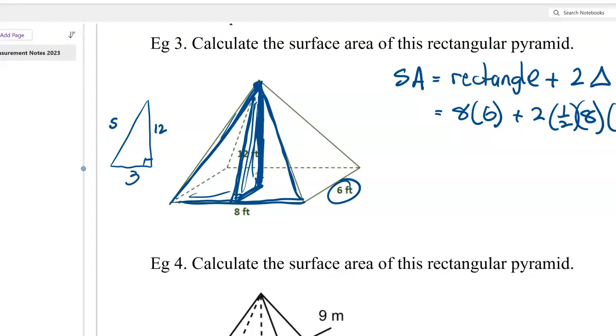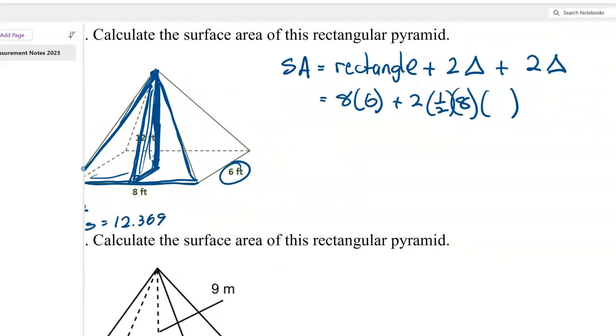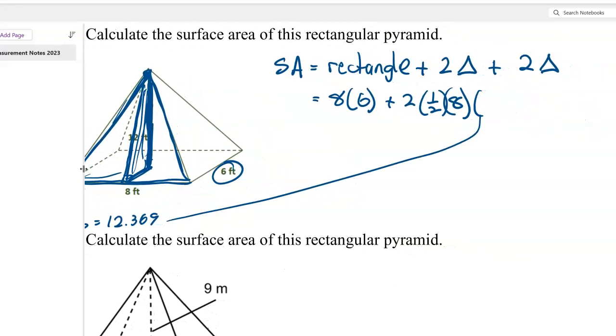So what I'm going to do is use Pythagoras. 3 squared plus 12 squared is slant height squared. So 9 plus 144 is slant height squared. And that will give me, so this S turns out to be 12.369. That's what I'm going to use right here. 12.369.